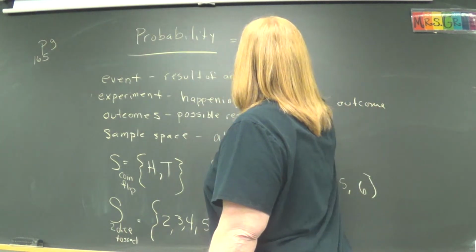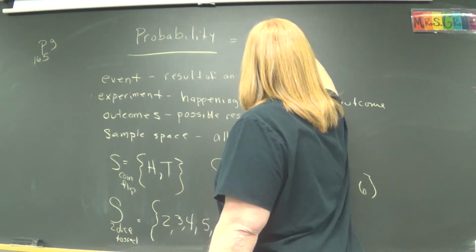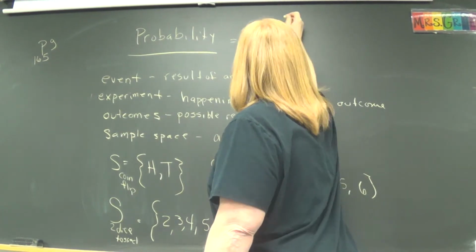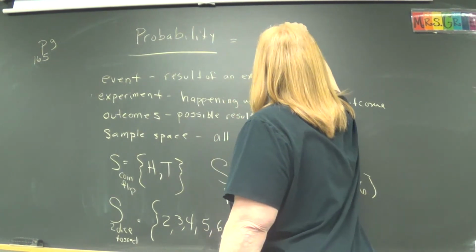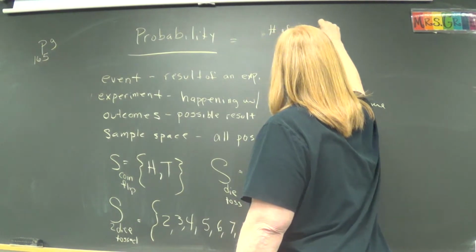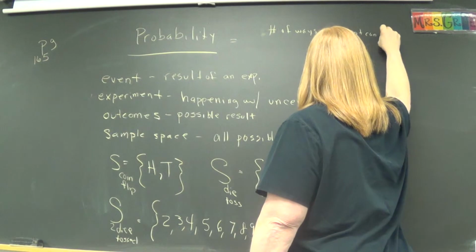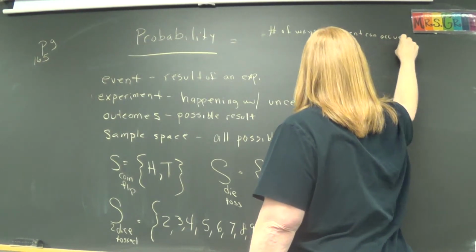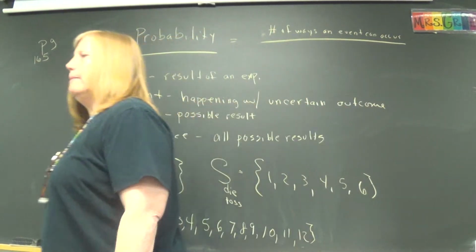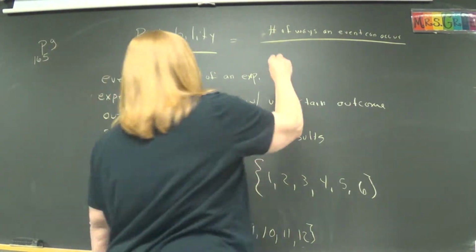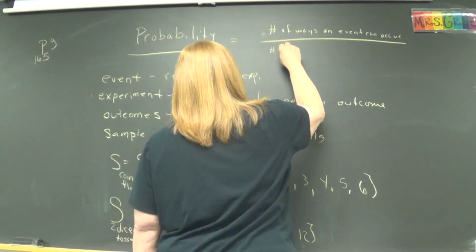Probability is a fraction. It's the number of ways an event can occur, and it's sort of a counting thing, which is why we've been practicing, divided by the number of total possible ways.